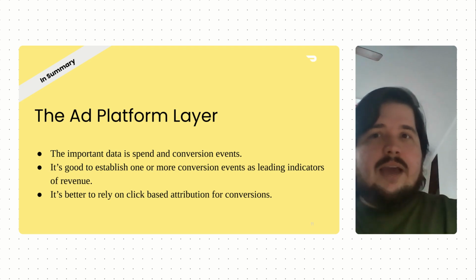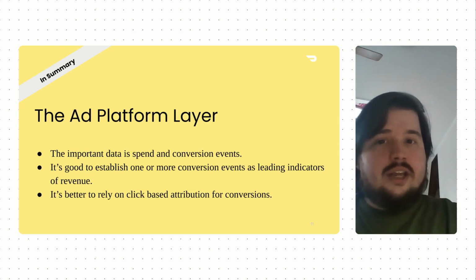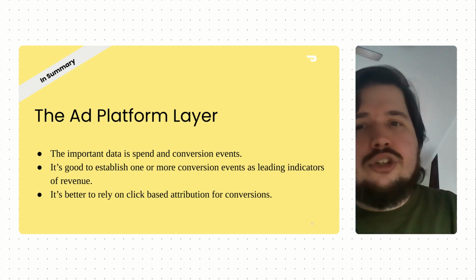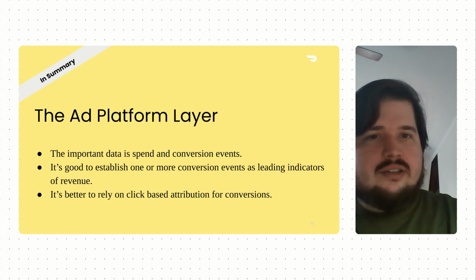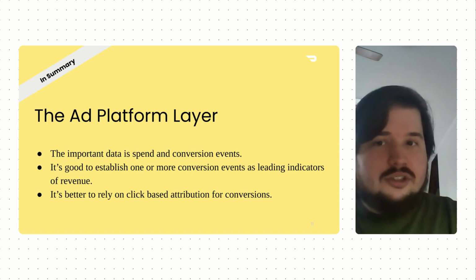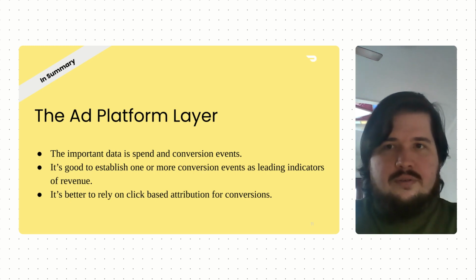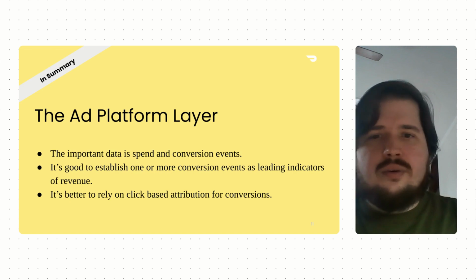So in summary, for the ad platform layer, the important data is spend and conversion events. All those other columns you don't need to look at on a daily, weekly, or even monthly basis. It's good to establish one or more conversion events as leading indicators of revenue, not just good, but vital. It's better to rely on click-based attribution for conversions. All right, next we'll get into the CRM layer.